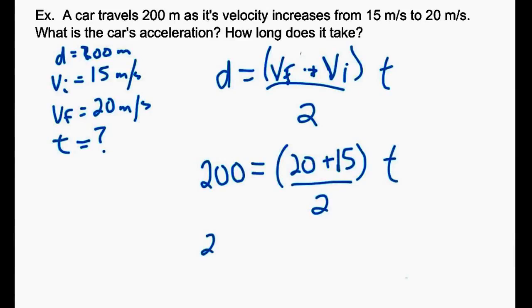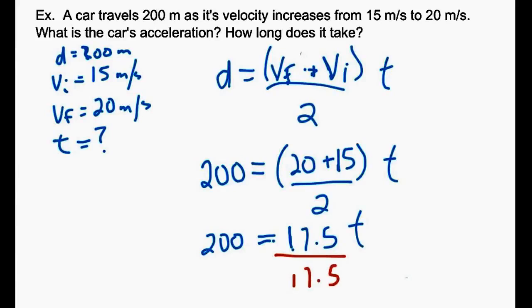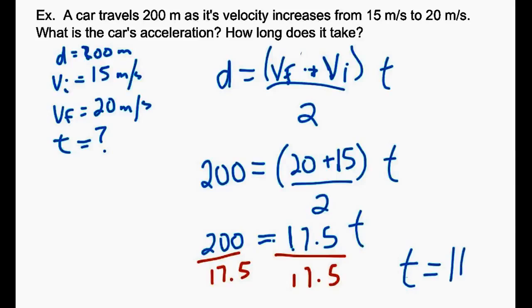So we can do all the math on the one side there. 20 plus 15 is 35. Divide that by 2, we get 17.5, times time. So our very last step is we just want to divide by 17.5. So divide both sides by that. 200 divided by 17.5. Our final answer we get is 11.428. And just like the previous question, we just want 2 sig digs, so we'd round it off to just 11. So 11 seconds would be our final answer.